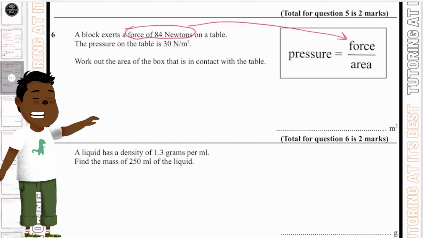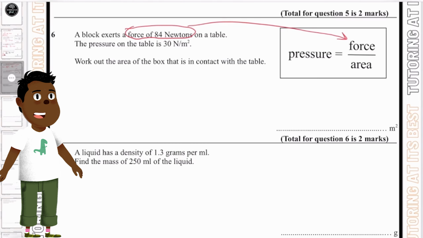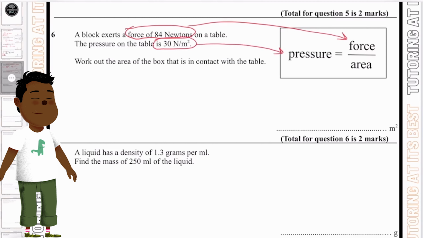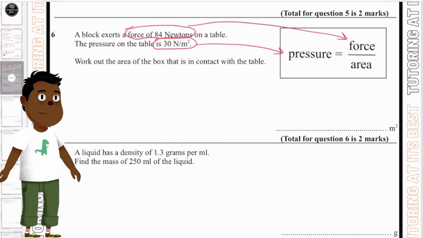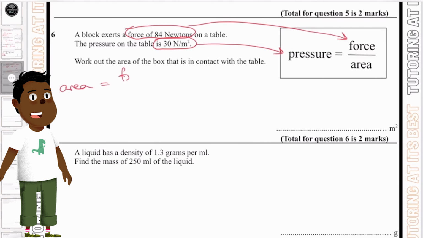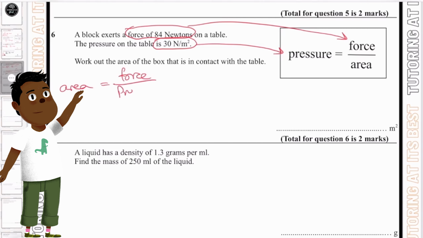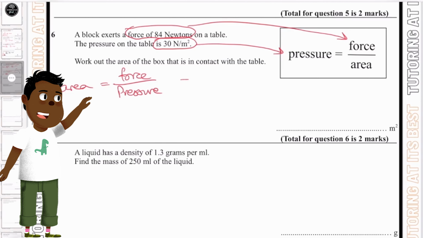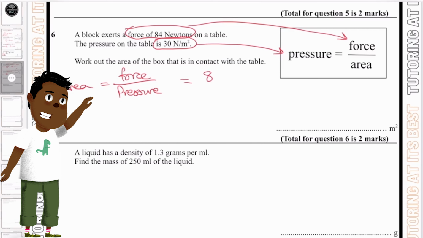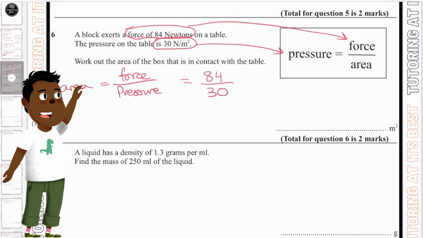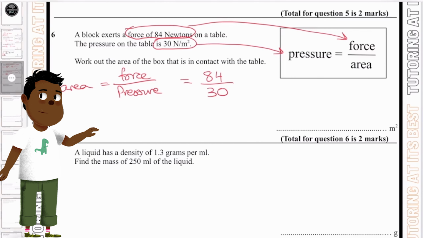So we have our force, which is 84 newtons. And we know that the pressure is 30 newtons per meter squared. So we need to calculate the area. So again, step 1, I have just substituted everything that I've been told. I know the pressure is 30, so I've put that as 30 as per the formula. I then know that the force is 84 and I know my numerator is 84, so I've also done the same here.